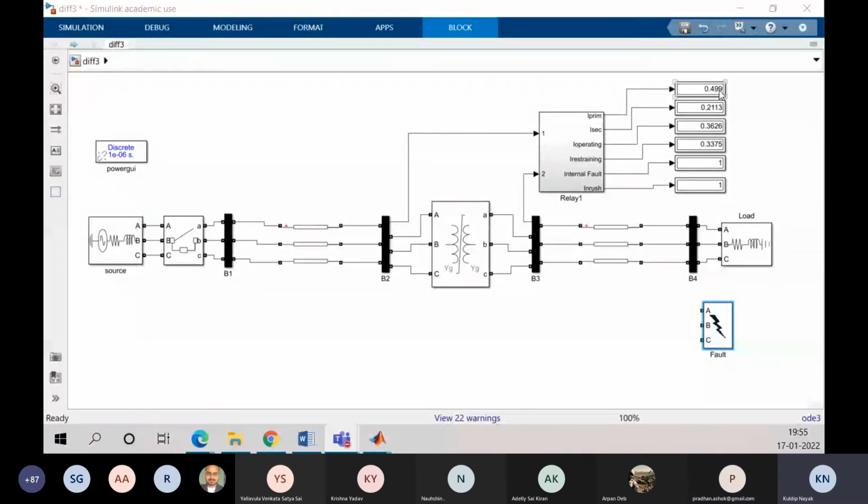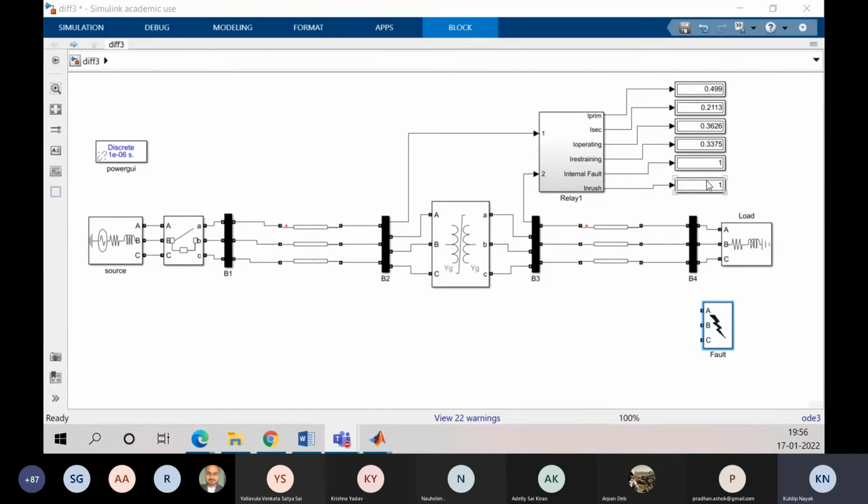This will give the secondary side current. Here the operating current will be displayed, what you saw in the equation, and this will display the restraining current. This display will show you whether it is an internal fault or not. One indicates a case of internal fault, 0 indicates it's not a case of internal fault. Here it will show whether it is a case of inrush or not. So if it is, I will show you.